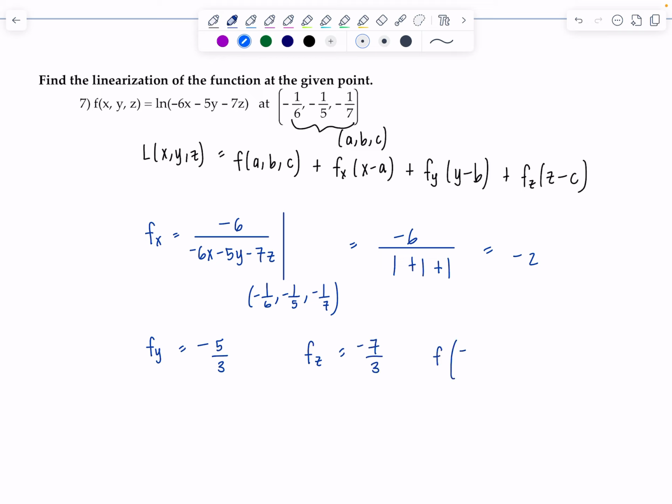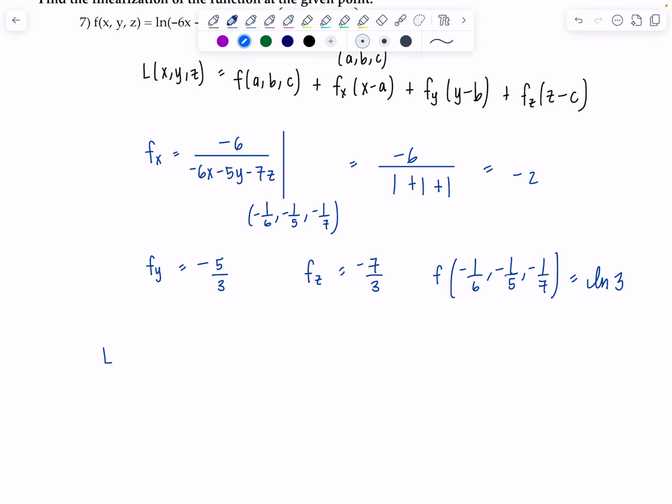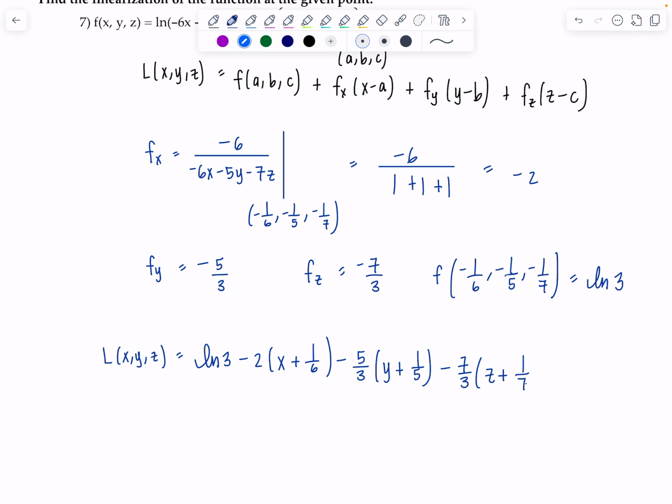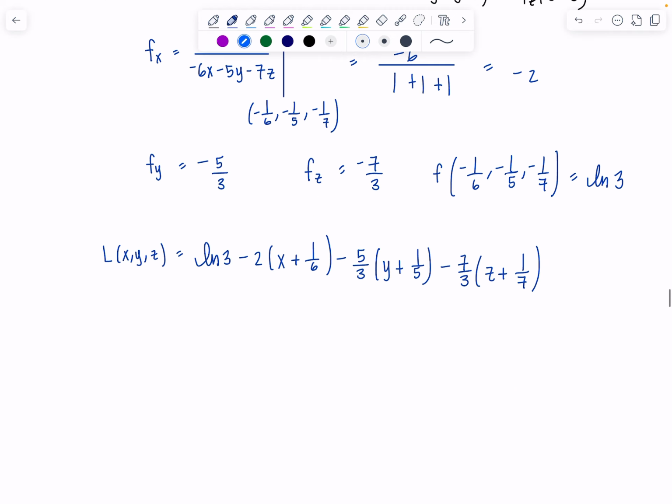And then f at the point -1/6, -1/5, -1/7 is natural log of 3. So then we're ready to put it together. So my linearization, which is always a function of x, y, and z, is equal to ln of 3 minus 2 times (x plus 1/6) minus 5/3 times (y plus 1/5) minus 7/3 times (z plus 1/7). And then let's clean this up a wee bit.